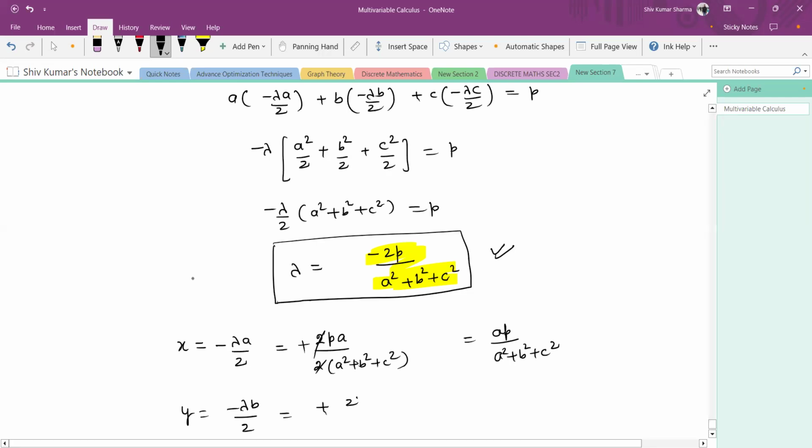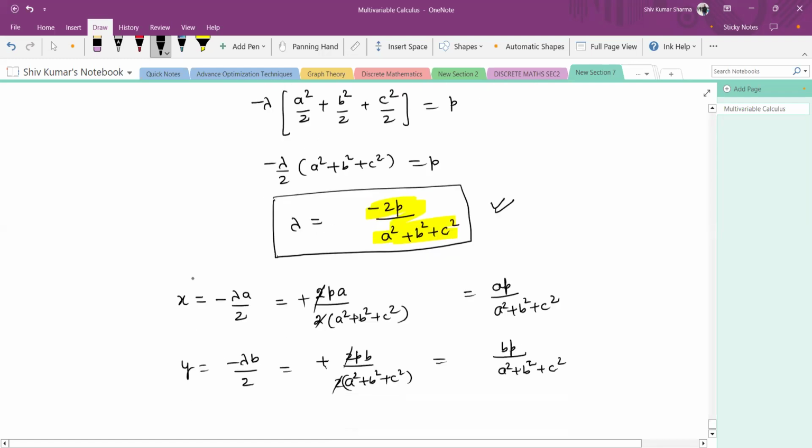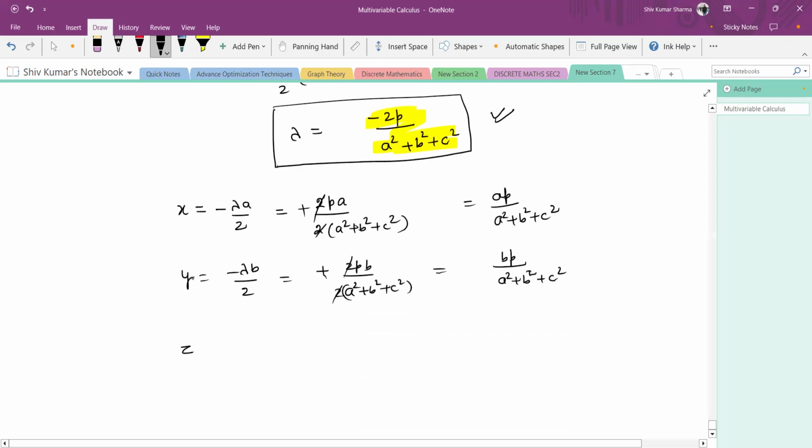So this equal to 2pb upon 2 into a square plus b square plus c square. So 2 cancel. So this bp upon a square plus b square plus c square. And similarly, we write down the z equal to minus lambda c upon 2. So plus 2pc upon 2 into a square plus b square plus c square. So this gives us cp upon a square plus b square plus c square.